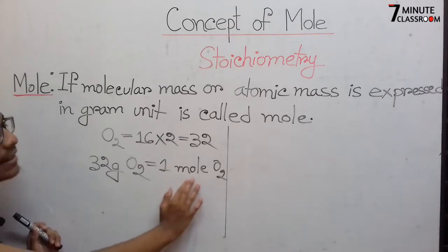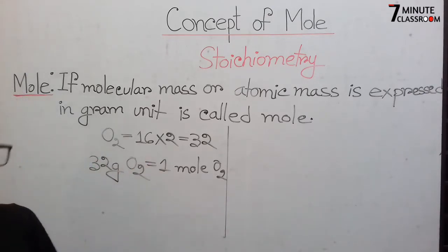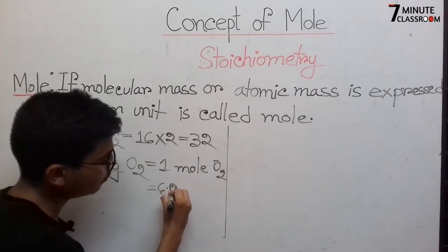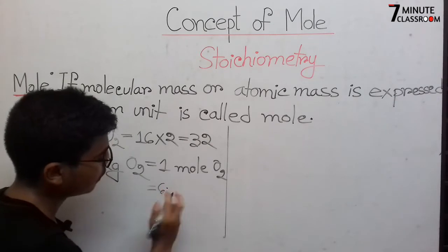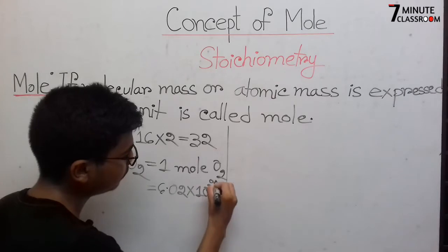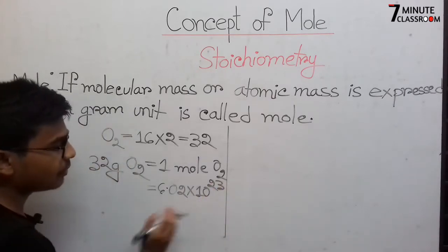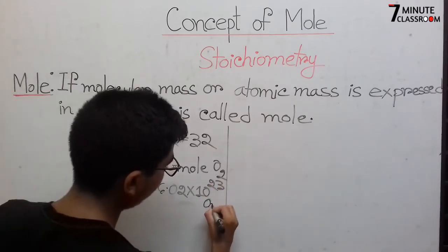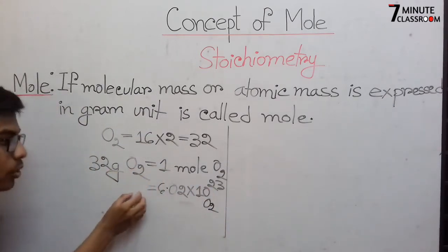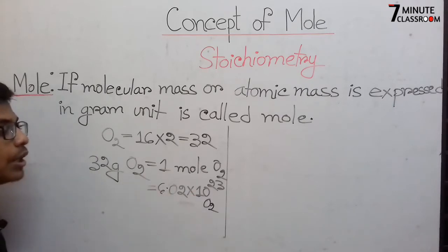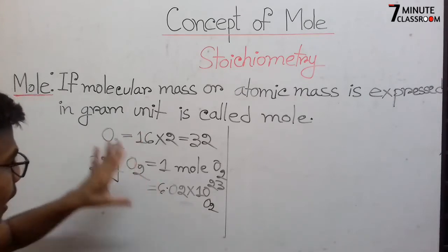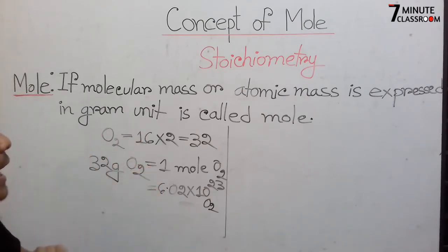So that's why it is 1 mole, and we have learned that 1 mole equals 6.02 into 10 to the power 23. That means in 32 gram O2 there are 6.02 into 10 to the power 23 O2 molecules. Okay, so this is an example related to molecular mass.